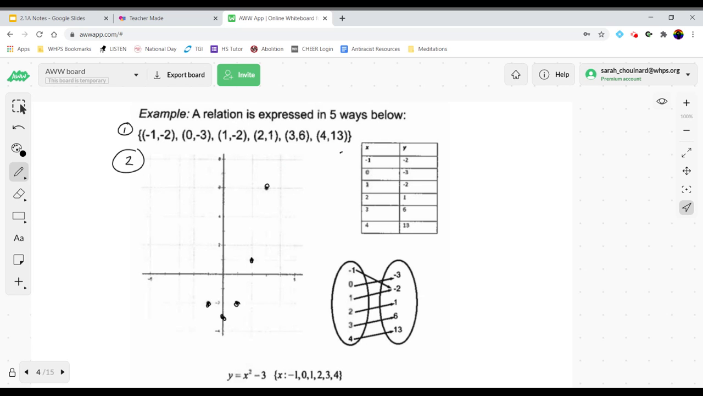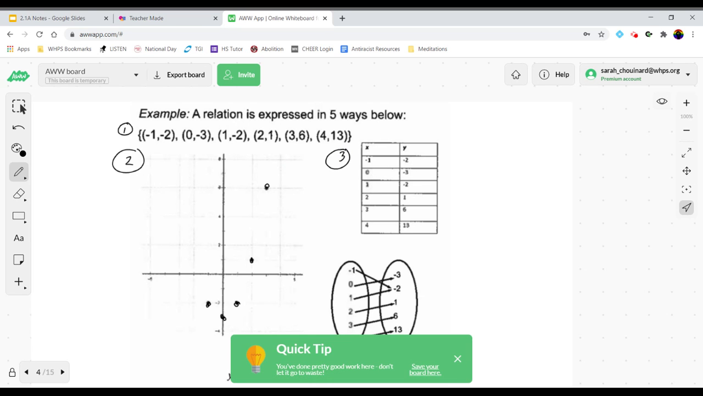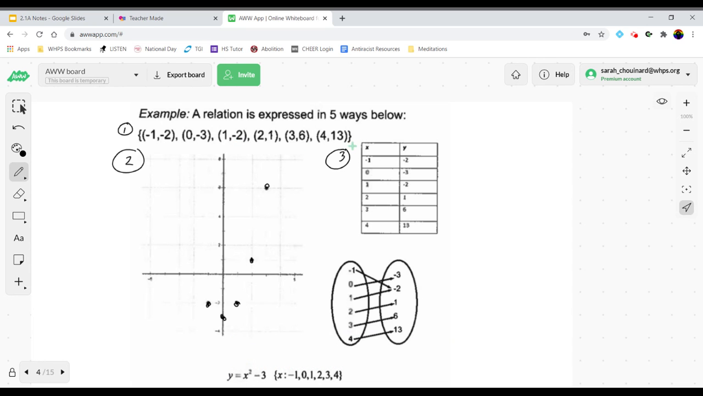We also have a table, which basically just took all of these values and took the X coordinates and put them in the X column, and then it took the Y coordinates and matched them up into the Y column. So for instance, the point (-1, -2) is right here: -1 is the X, -2 is the Y.